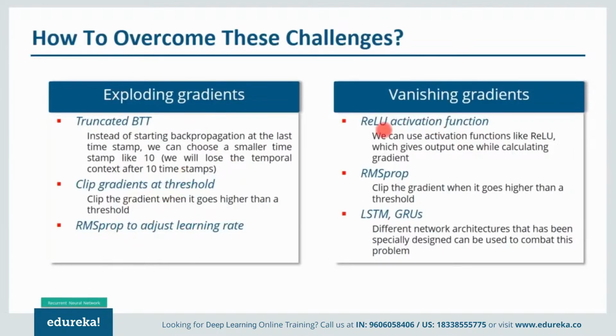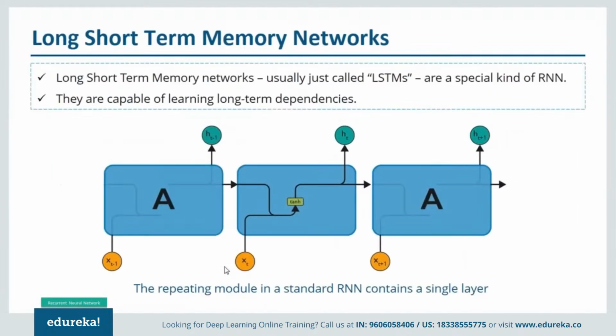Now for vanishing gradient, we can use a ReLU activation function. We have discussed the ReLU activation function in the artificial neural network tutorial, guys. Similarly, we can also use LSTMs and GRUs. In this tutorial, we'll be discussing LSTMs, that is, long short-term memory units. Now let us understand what exactly LSTMs are. So guys, we saw the two limitations of recurrent neural networks. Now we'll understand how we can solve that with the help of LSTMs.